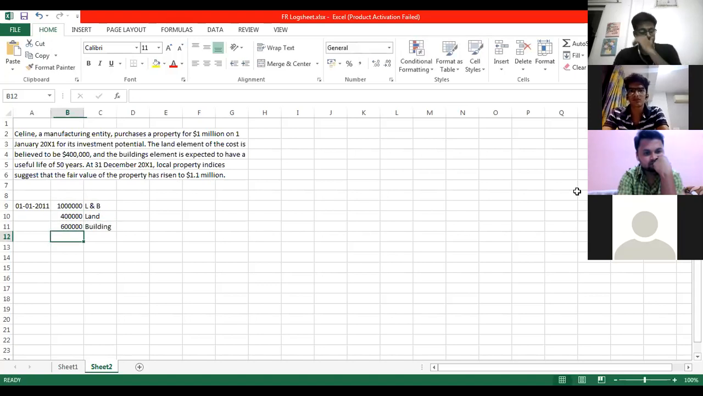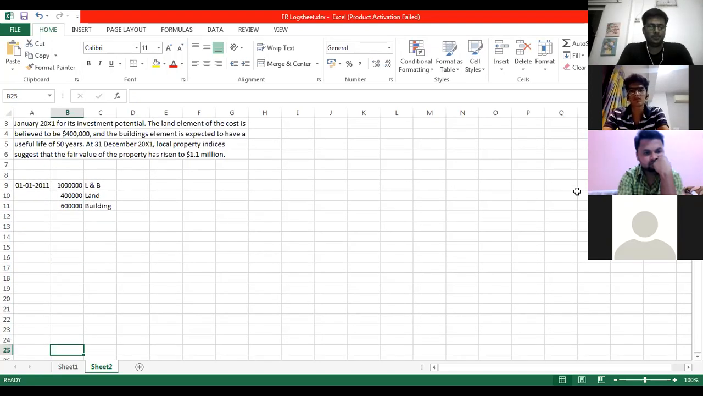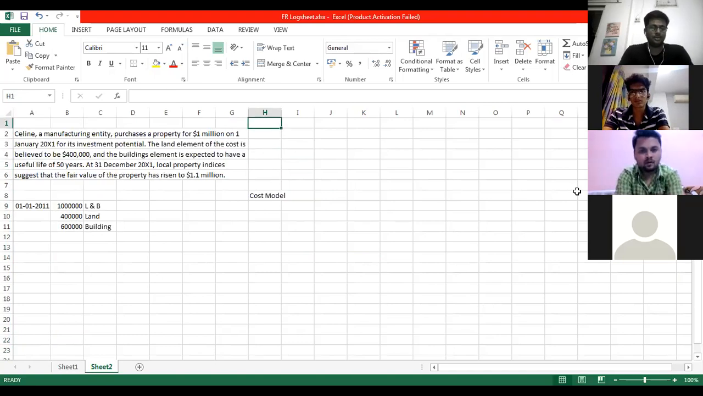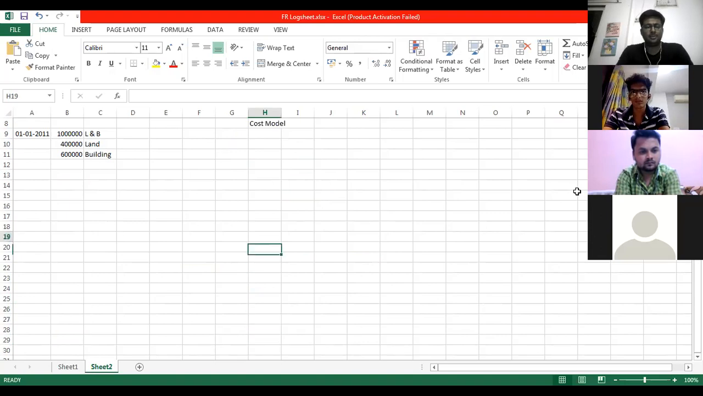Now what will the financial statement show? What is the presentation in the financial statement as on 31st December 2011? Okay, now first of all, say we are following the cost model for the investment property. So cost model means what? Just provide depreciation and no revaluation is allowed. The building element has a useful life of 50 years. So land and building we have, land is worth 4 lakhs.